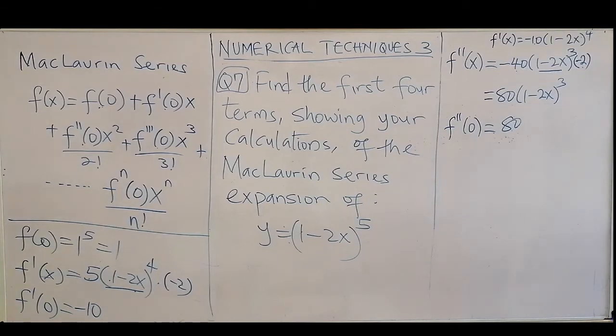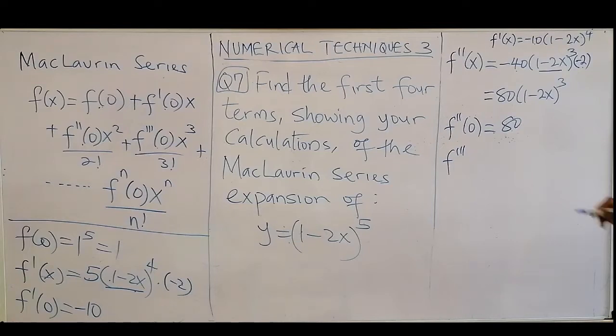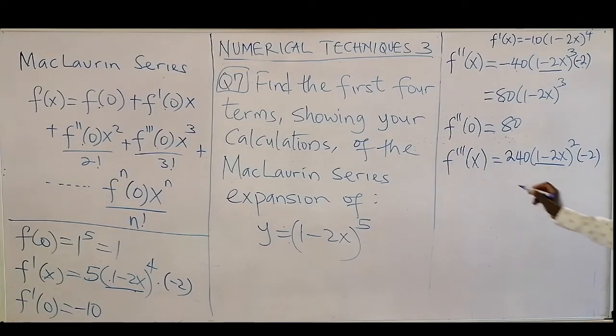Then the last one, the third differential, which is the fourth term. Differentiate the second differential and you get the third differential. So that will be 3 times 80, that's 240, times 1 minus 2x, the power here minus 1, that's 2. Then times the derivative of this base, that's minus 2. That will give us minus 480, since 240 times minus 2 is minus 480, into bracket 1 minus 2x all squared.